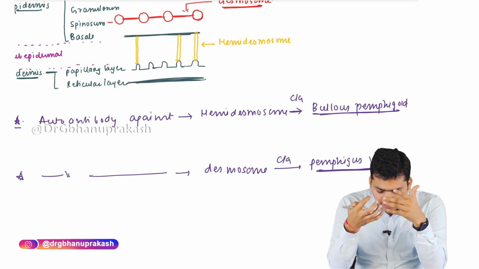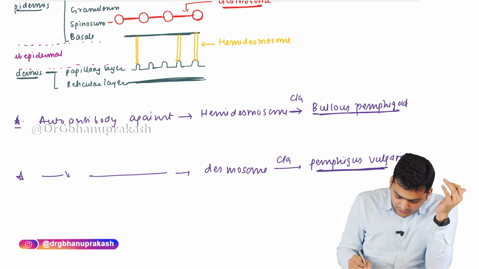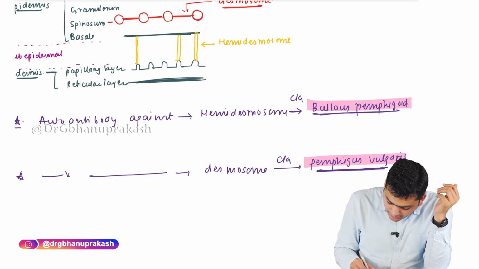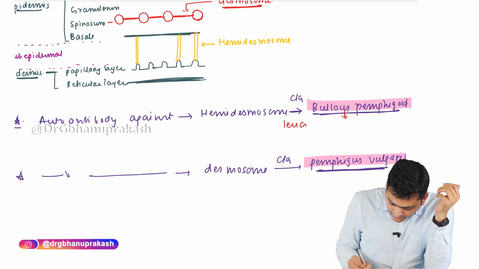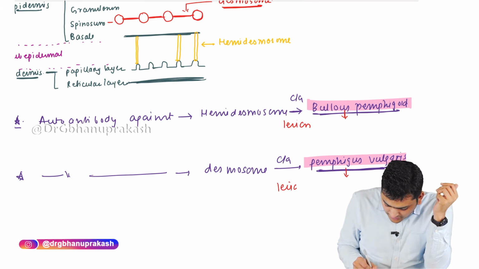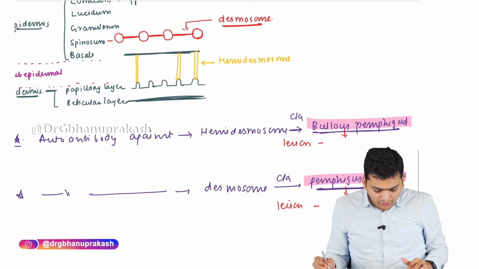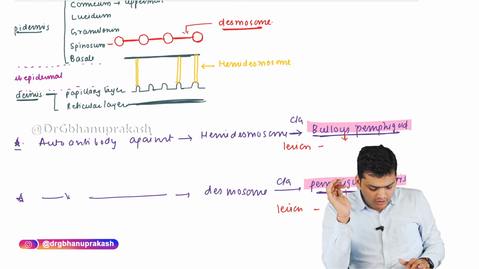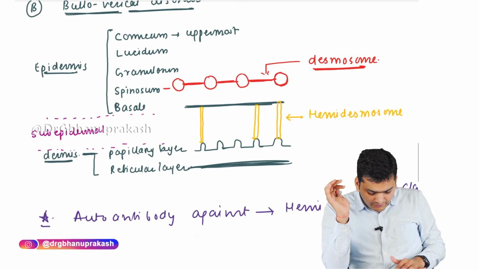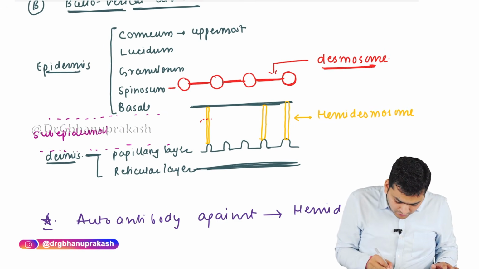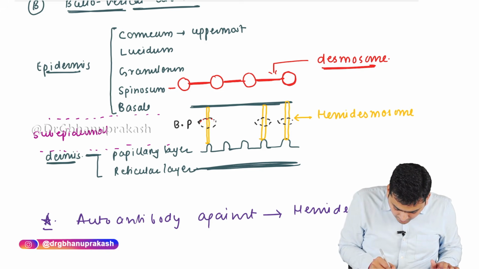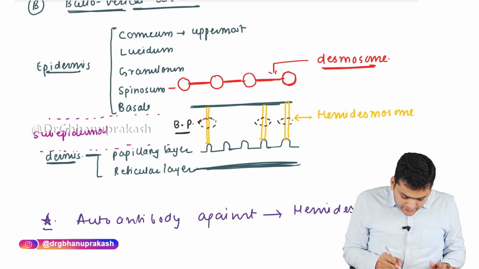Now, what are the things that they ask in the exam regarding these two disorders, the bullous pemphigoid and the pemphigus vulgaris? What they ask is, where is the lesion on the biopsy? If you take the skin biopsy in bullous pemphigoid, the hemidesmosomes are getting destroyed. So looking at this diagram, if the hemidesmosomes are going to be destroyed like this, the antibodies are going to be accumulated here, and this will be called as the bullous pemphigoid, BP. So where is the lesion?